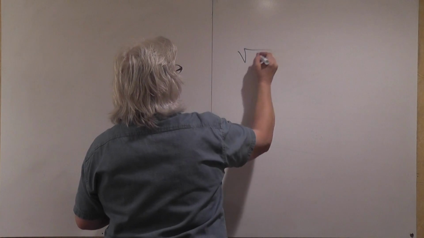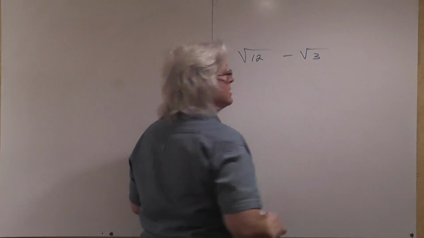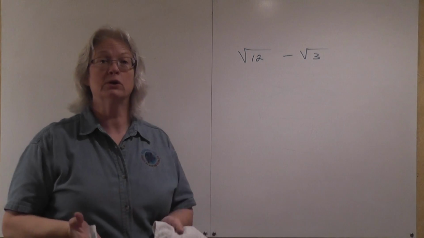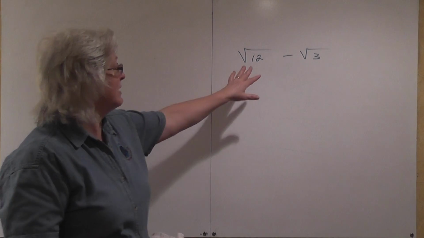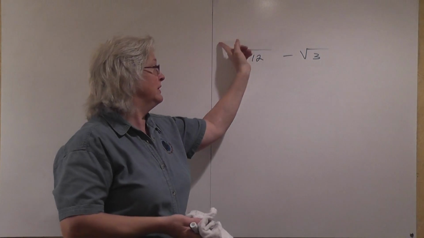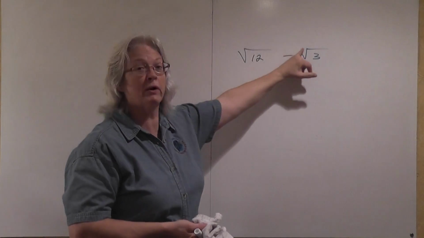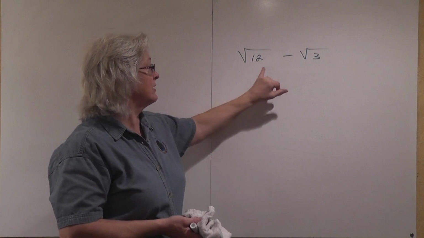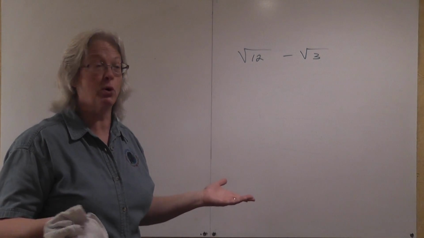Square root of 12 minus the square root of 3. Now you look at this problem and you remember, okay, Miss Betsy, you said that the radicand has to be the same and the index has to be the same. Index is the same, it's a 2. We understand that we're talking about the square root here, but the radicand is different. So my problem's completed at this point.